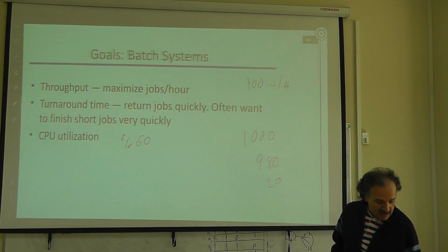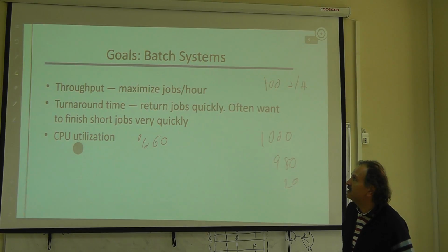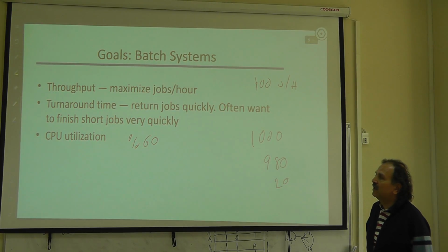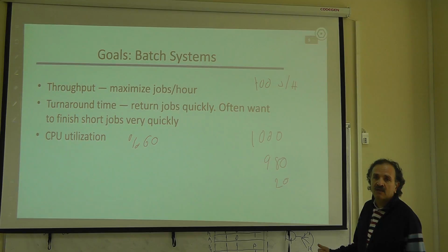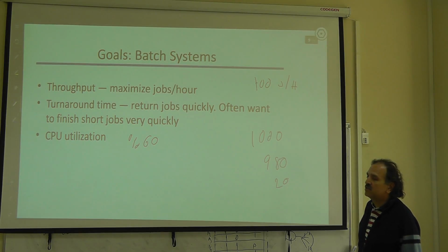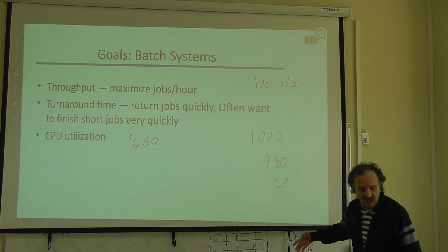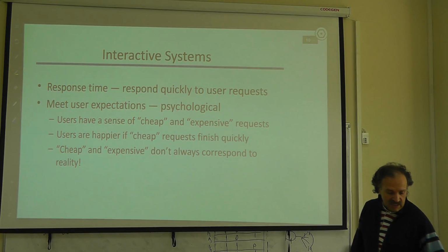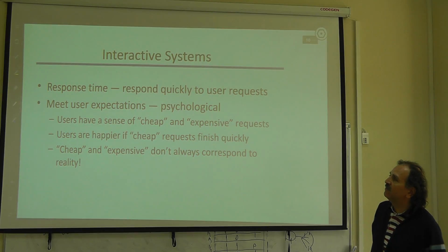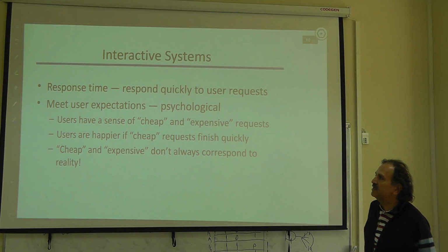But in batch systems, I try to use the CPU most of the time because CPUs are very expensive. I don't want my CPU to sit idle while there are jobs waiting to be processed. But in interactive systems, you don't see any CPU utilization here. You see the response time and the user expectations.